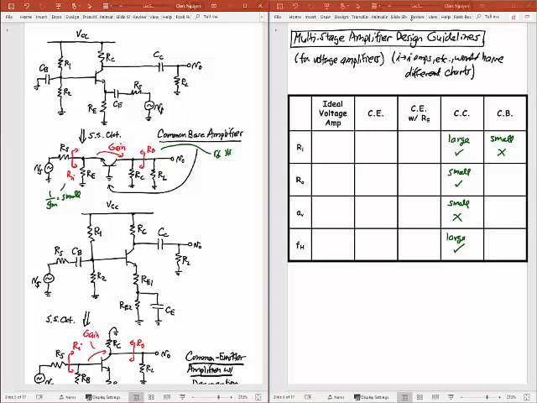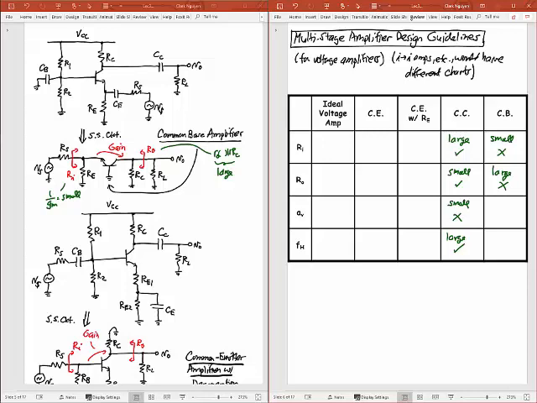Well, I won't include the RL there. And so that is large. RC is relatively large. It's big for an output resistance. And for, again, a voltage amplifier, we don't like large output resistance, so that's no good either. So common base so far is striking out in 2 of the categories that we care about.